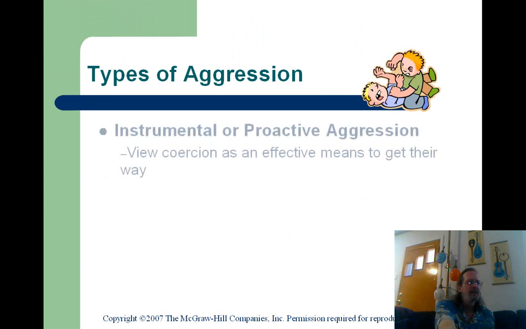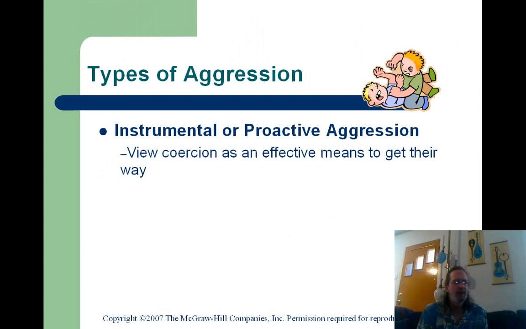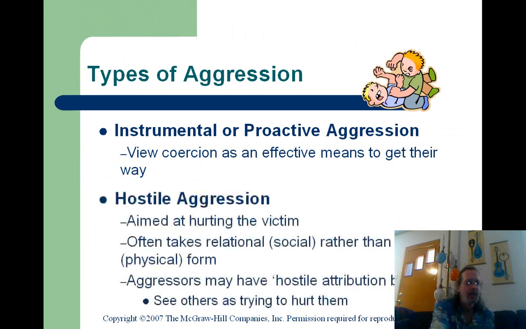Go back to aggression again. There's instrumental or proactive aggression, which is a way to get what you want. And then there's hostile aggression. Hostile aggression is just aimed at hurting someone. We talked about relational aggression with girls primarily, though it happens for both. The overt physical form tends to be boys, but not all the time.